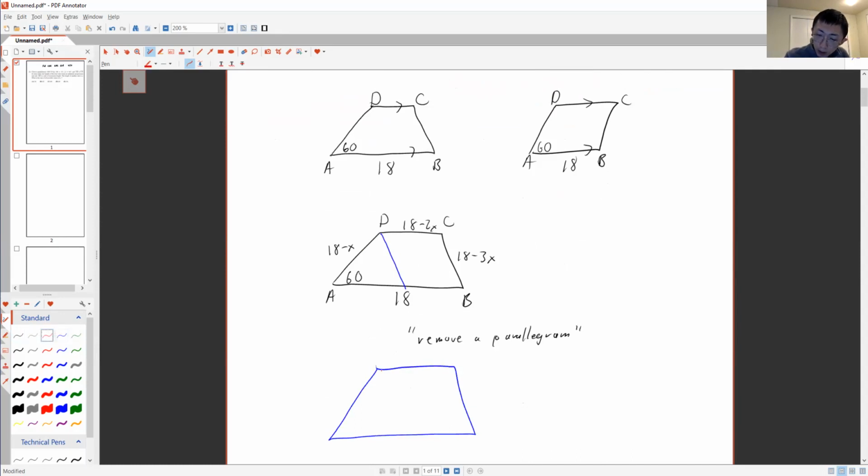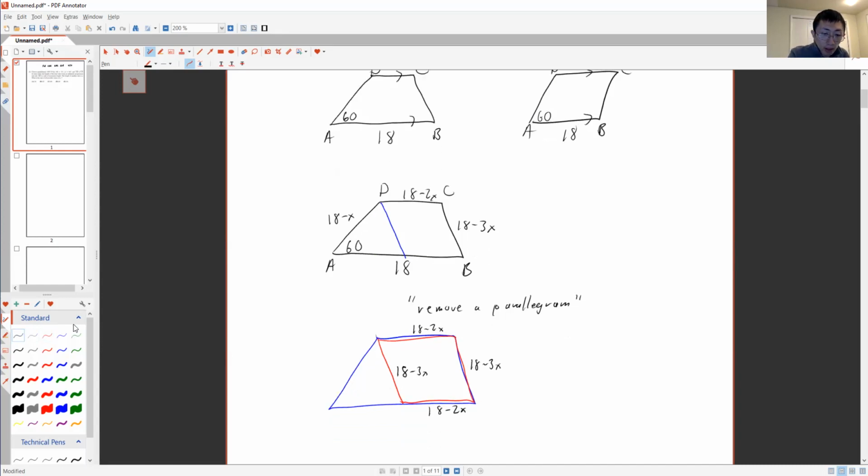So if we remove this red parallelogram, let's see what happens. The side was 18 minus 2x, so the opposite side of the red parallelogram is also 18 minus 2x. This is 18 minus 3x, so this is also 18 minus 3x. And then the bottom was a total length of 18, so this part is just 2x. And this is still the same, 18 minus x.